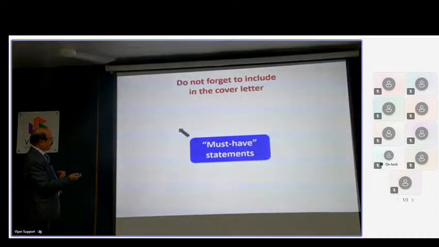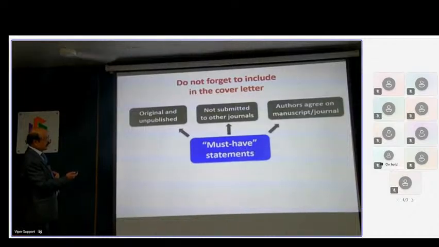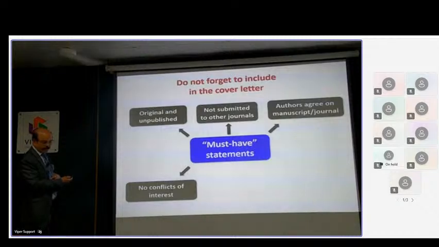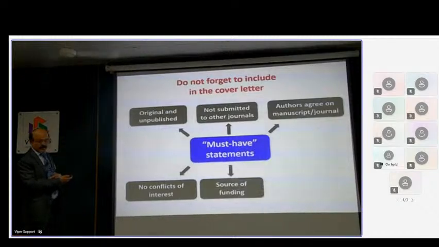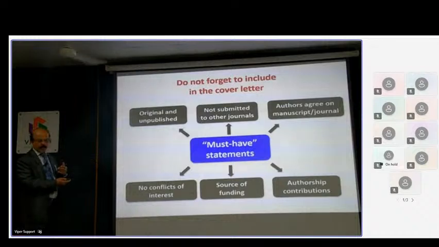It must have statements: original and unpublished, not submitted to other journals. Authors agree. If you have more than one author, you should say all of us agree and stand by the work we have done. And there is no conflict of interest. That means you're not taking money from the tech industry and promoting the product. Source of funding, coming from which agency, NIH or ICMR, CSIR, and who did what. And out of 4 people, what is the contribution of each one of these people?